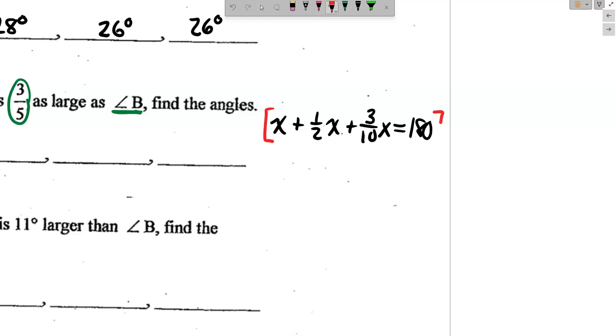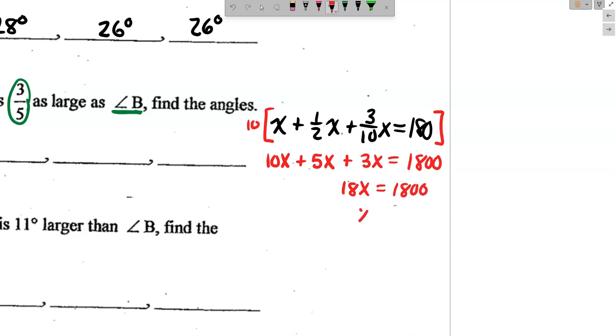However, if I were to just take this entire equation and multiply it by 10, we can also write it like this. So it would be written as such. Now we just have to add the 10, the 5, and the 3. That gives me 18x equals 1800. So when I solve this, I get x equals 100.